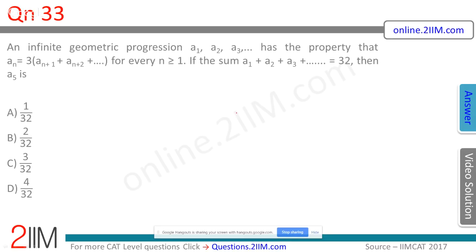An infinite geometric progression has the property that an equals 3 times an plus 1 plus an plus 2 and so on. A1 plus A2 plus A3 is 32, then A5 is. And so an is 3 times an plus 1. So common ratio could be 1 by r, could be r. So A1 by 1 minus r is 32.